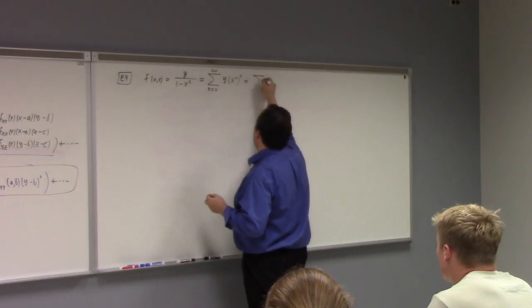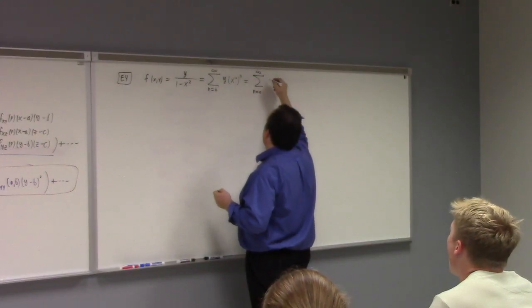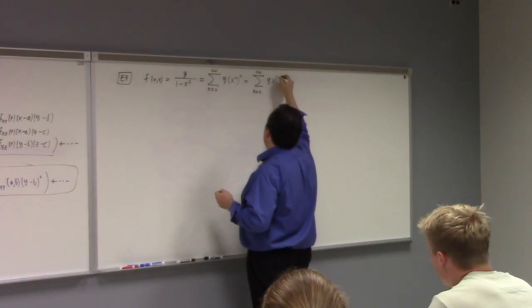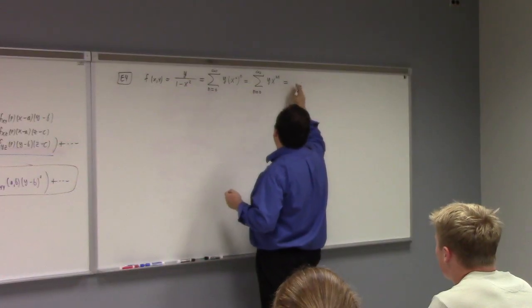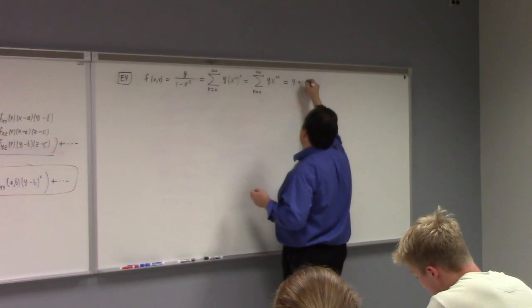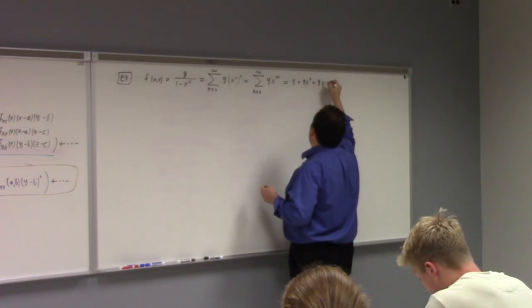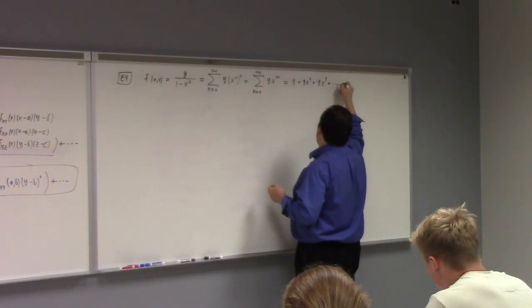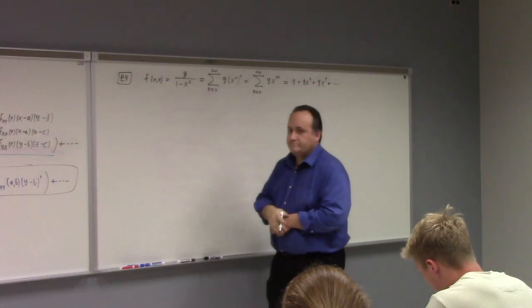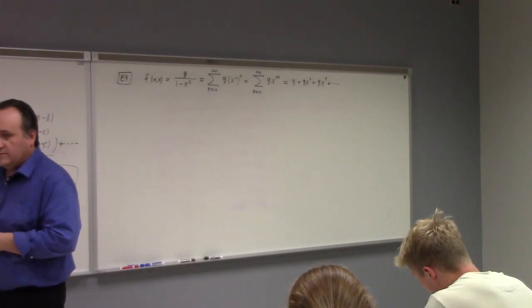So in other words, the multivariate power series expansion here is just the sum from n equals 0 to infinity of y x to the 2n. The way that goes is y plus y x squared plus y x to the 4th plus and so on. There it is. The thing I used here was the geometric series.